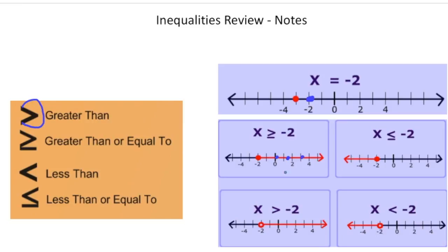All right. The difference between this and this, if you notice, is an open circle. That's because x has to be greater than -2. So -2 is not a solution. And this one is x is less than -2. Again, an open circle. All right. Next page, please.